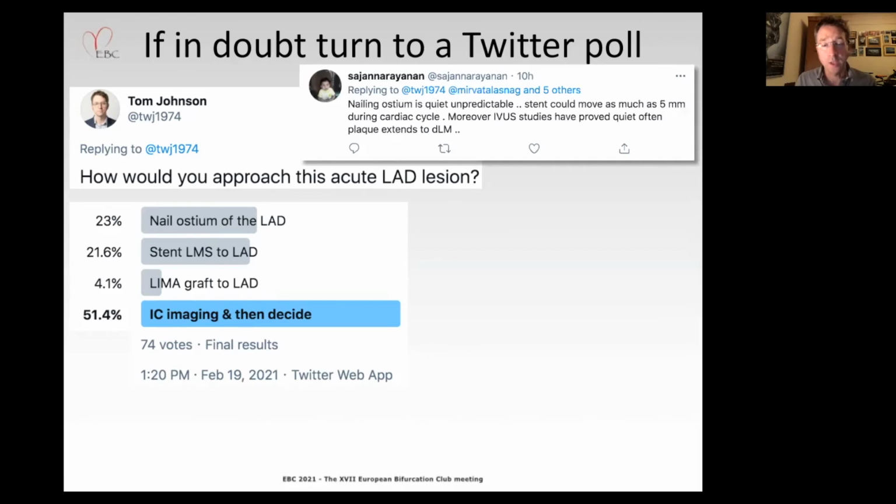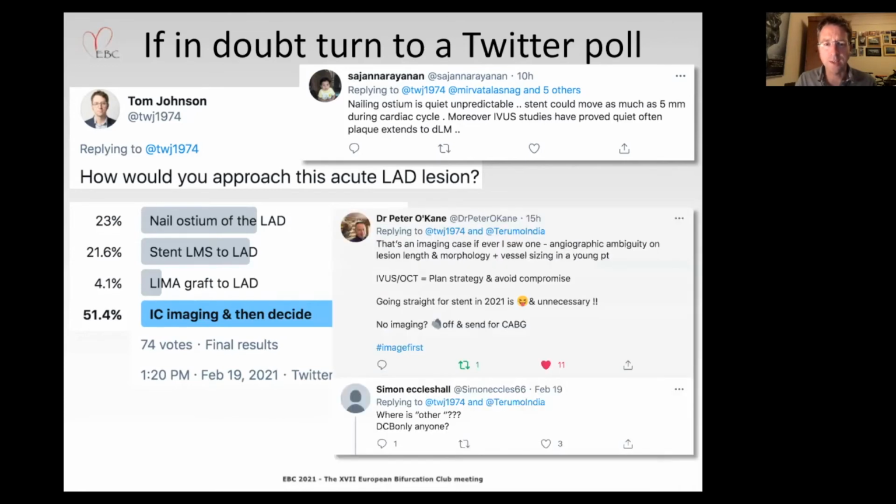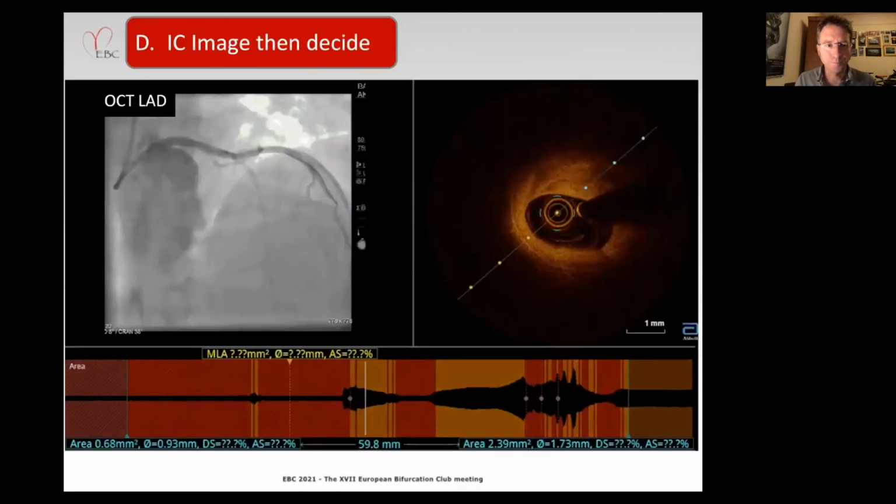But we see that some of the respondents were suggesting nailing an ostium is unpredictable, that we certainly know that imaging studies help in terms of delineating where disease extends. Going straight to a stent, Peter O'Kane would suggest, is unnecessary, that you have to consider the imaging. Simon Eccleshall suggested that we should be considering a drug-eluting balloon.